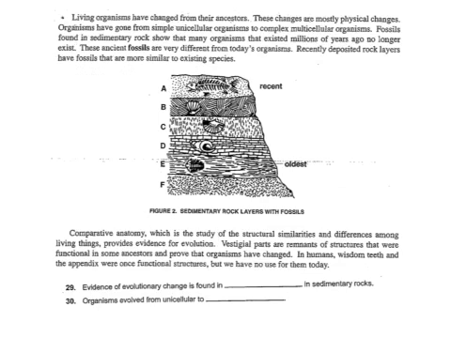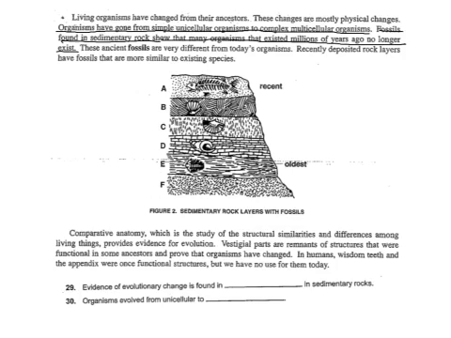Living organisms have changed from their ancestors. These changes are mostly physical changes. Organisms have gone from simple unicellular organisms to complex multicellular organisms. Fossils found in sedimentary rock show that many organisms that existed millions of years ago are no longer existing. These ancient fossils are very different from today's organisms. Recently deposited rock layers have fossils that are more similar to existing species.